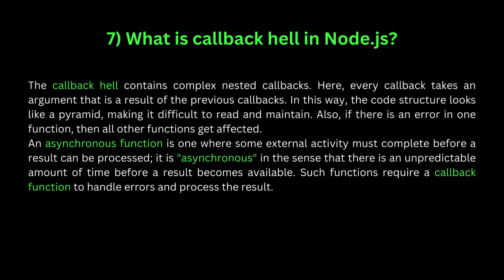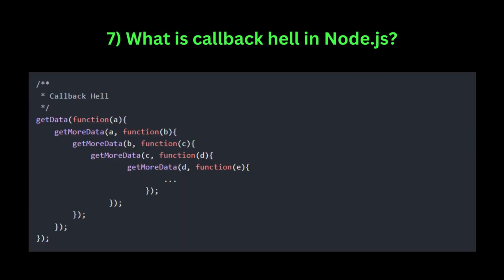An asynchronous function is one where some external activity must complete before a result can be processed. It is asynchronous, in the sense that there is an unpredictable amount of time before a result becomes available. Such functions require a callback function to handle errors and process the result. Please look at the example below.